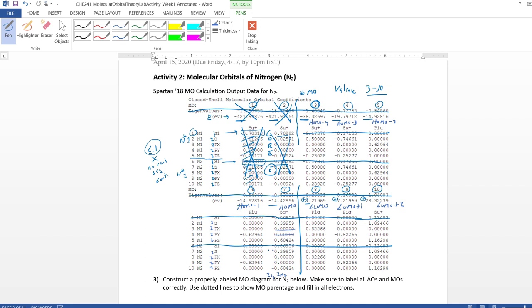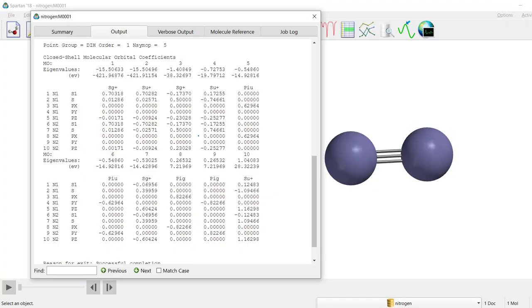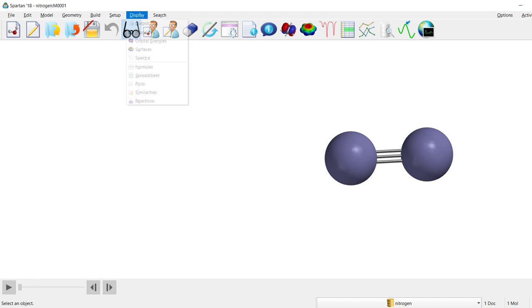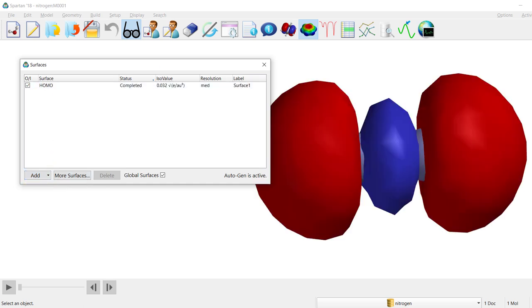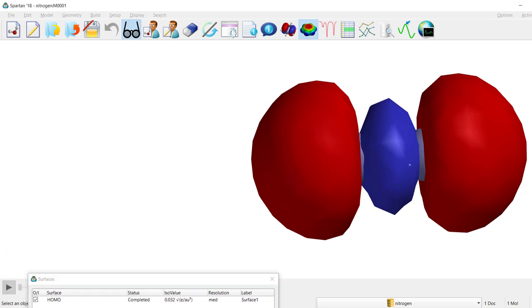So let's go ahead and jump back to Spartan and see what that looks like. So we're going to be looking for 2s and 2pz. So I'm going to jump over here to Spartan. And I'm going to say, okay, I'm going to look and close that output. And I'm going to do something a little bit different. I'm going to look at a surface. And so I want Spartan to draw me the HOMO. Okay, so there we go. That's what it looks like.